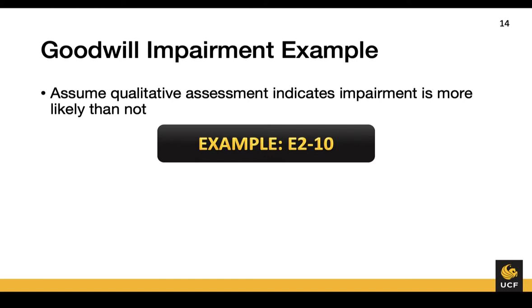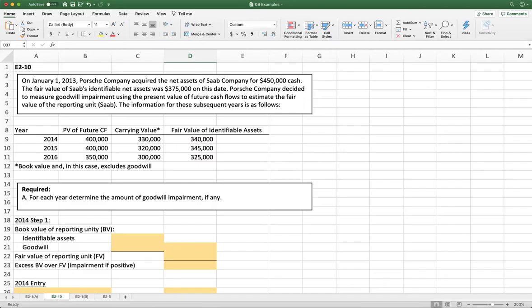Okay, so assuming that the qualitative assessment indicates impairment, let's practice the quantitative test in an example. On January 1st of 2013, Porsche Company acquired the net assets of Saab Company for $450,000 cash. The fair value of Saab's identifiable net assets was $375,000 on this date. Porsche Company decided to measure goodwill impairment using the present value of future cash flows to estimate the fair value of the reporting unit. The information for these subsequent years is as follows.